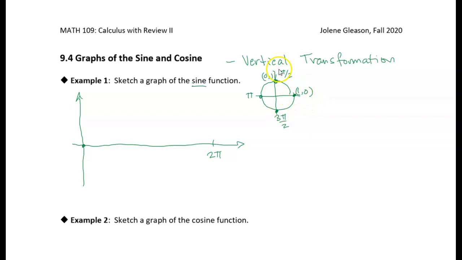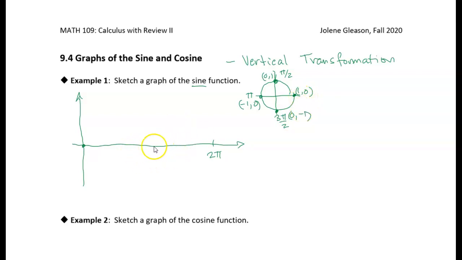So at pi over 2, we're at 1. This point over here is minus 1 comma 0, so the sine is back down to 0. This point down here is 0 comma negative 1. Now the sine is negative 1, and then it goes back to 0. That's one cycle of the sine function.